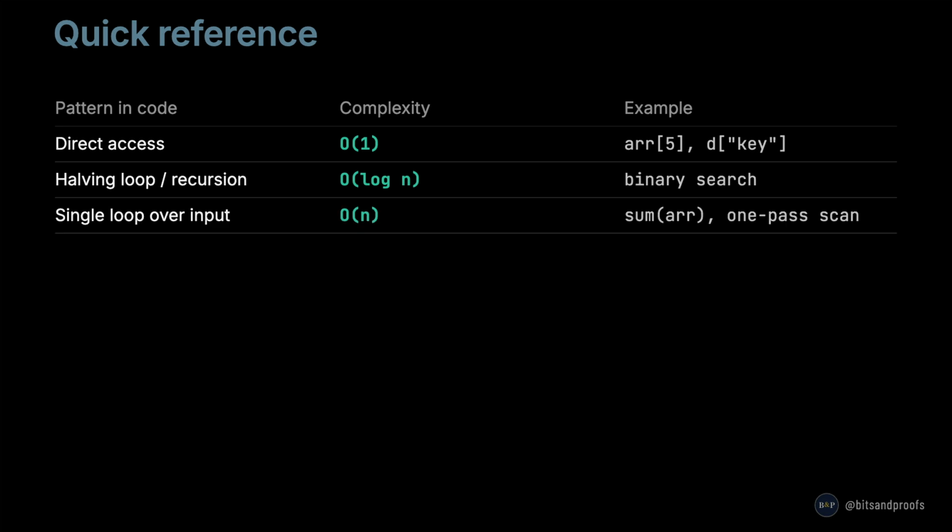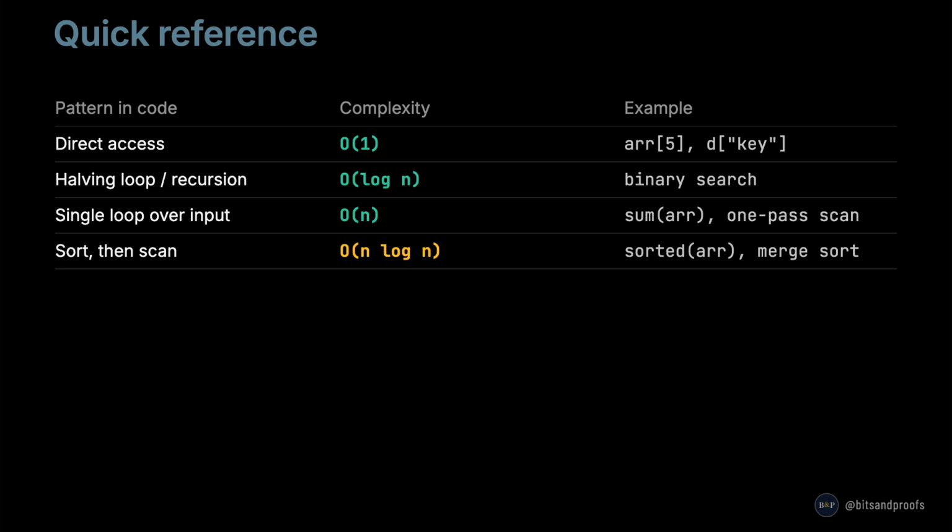A single loop over the input is O of n. Sum, filter, scan, all linear. The bread and butter loop you write every day. Sort, then scan, is O of n log n, the price of any general purpose sort. If your algorithm starts with first, sort the data, your complexity floor is n log n.